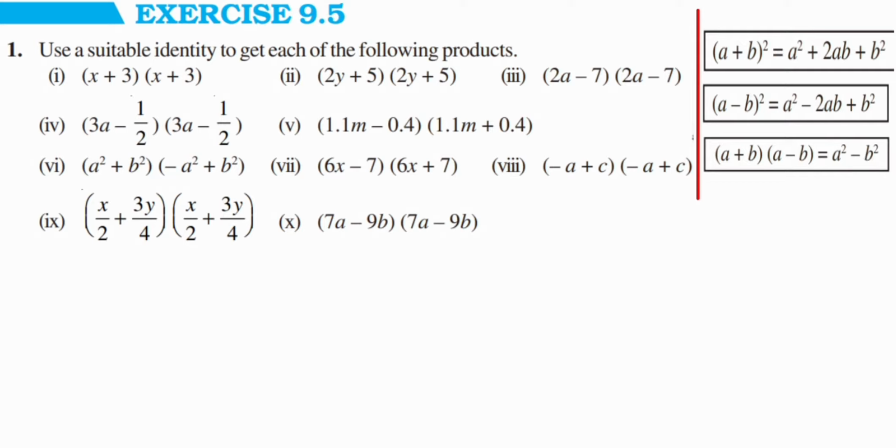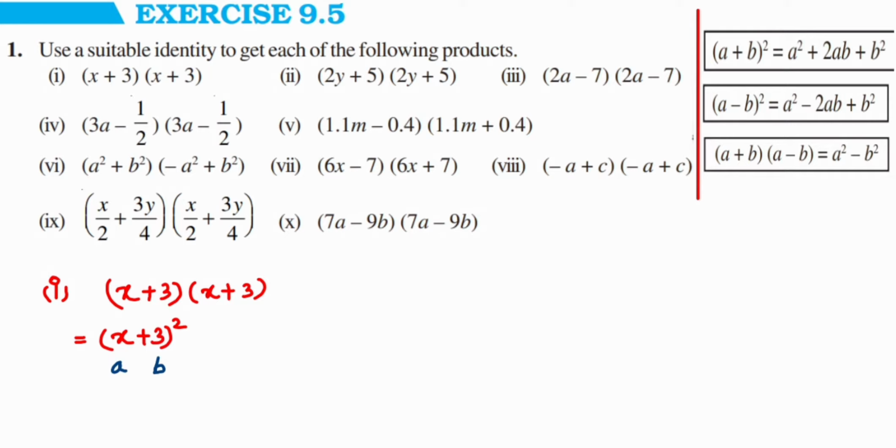Let's start. The first question is (x plus 3) multiplied by (x plus 3). So you're multiplying x plus 3 two times. So this will be equal to (x plus 3) whole square. Then we know that we have to use the identity (a plus b) whole square. Here in place of a we have x, in place of b we have 3. So we substitute in the identity, that is a square plus 2ab plus b square.